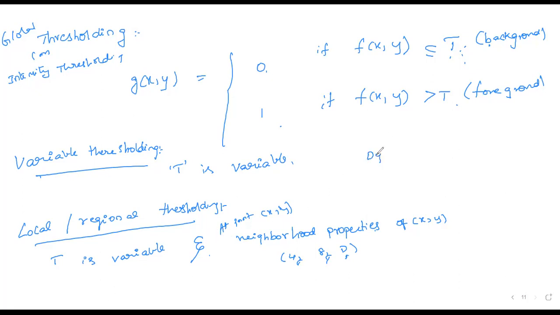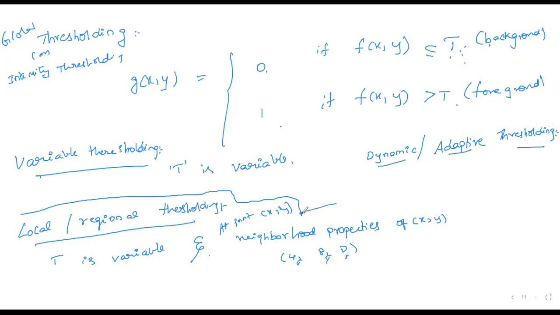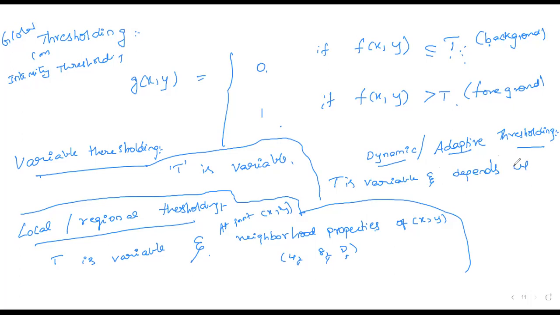Next, dynamic or adaptive thresholding. Here the threshold level T is variable and depends upon the spatial coordinates x comma y.